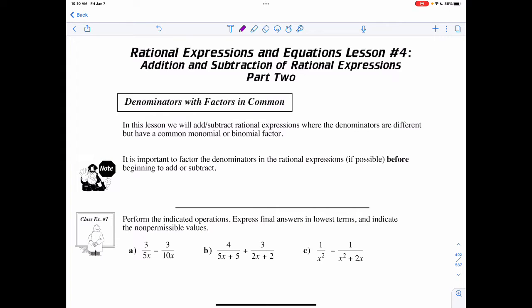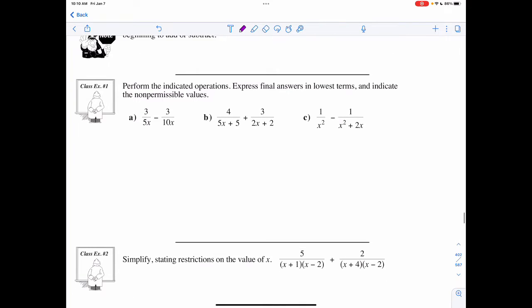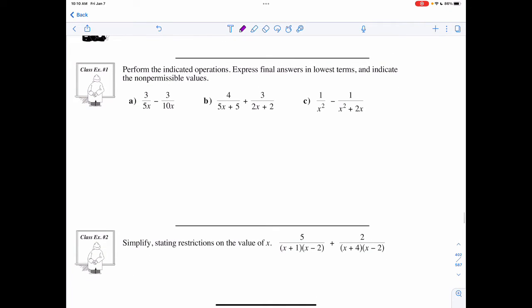Okay, we're going to continue adding and subtracting rational expressions. In this case, we're going to have some cases where there is a common factor that exists in the denominator, but not all of them will be common. So, when we take a look at the first example, it's similar to an example that we had previously done.